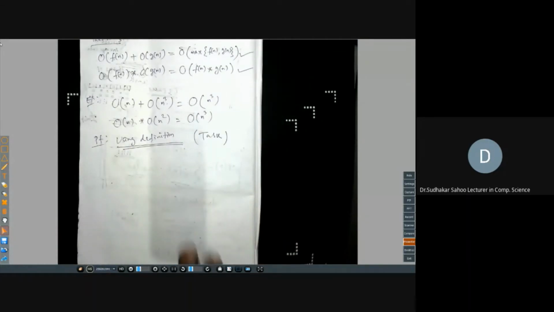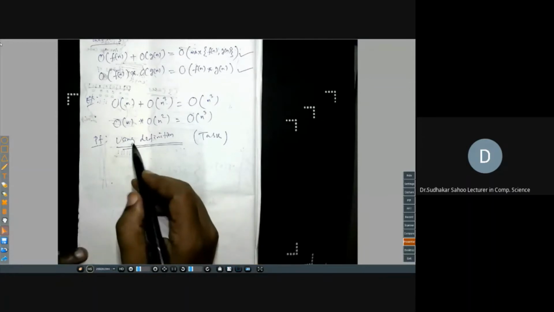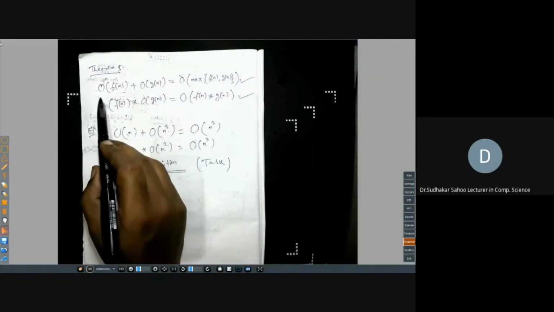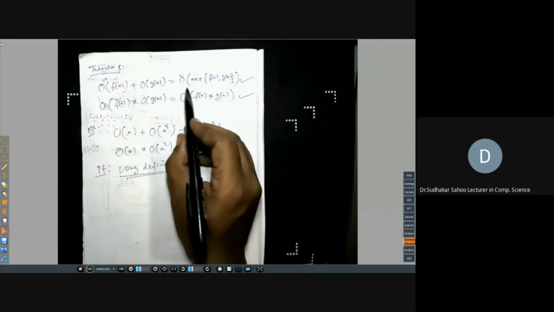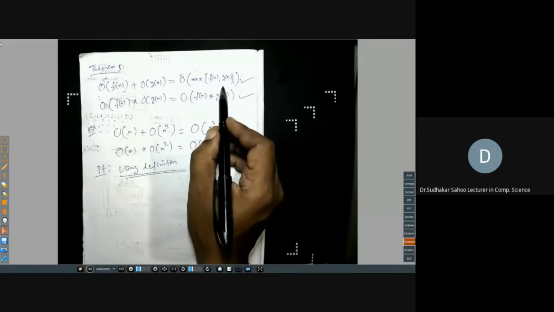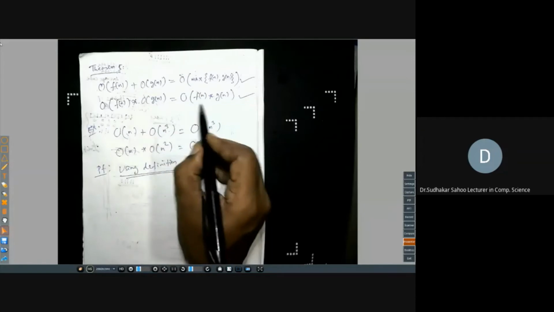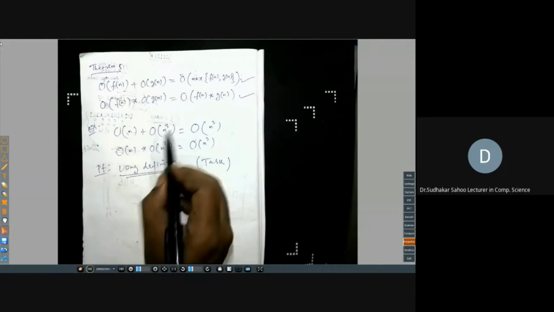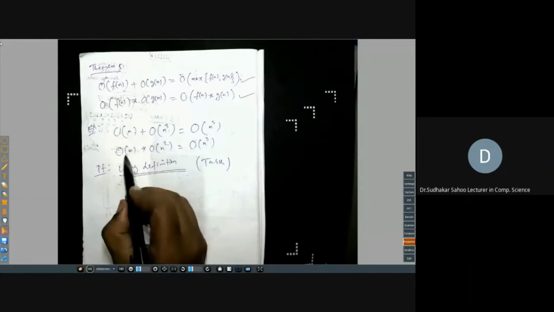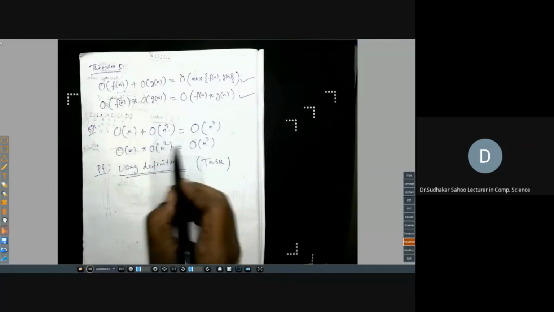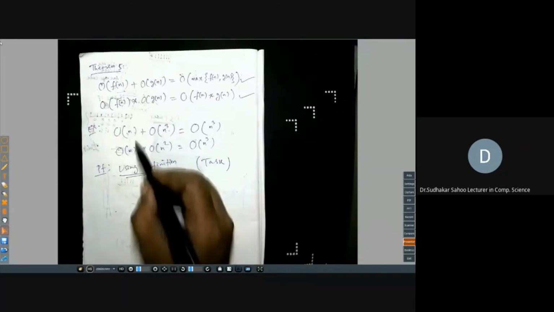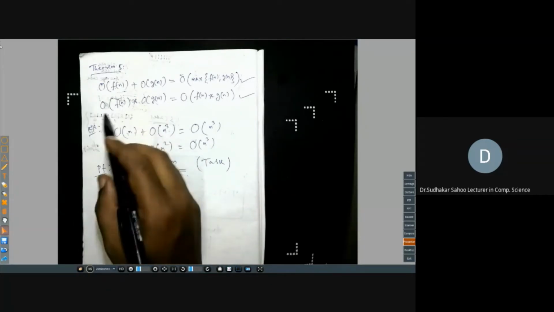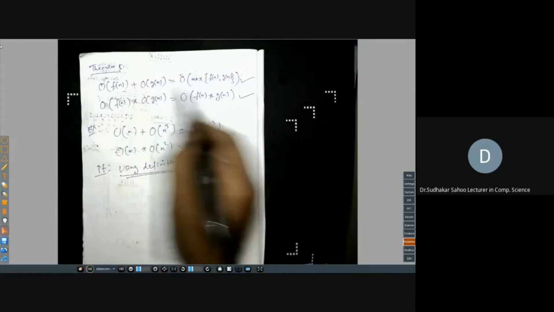And also one theorem we discussed last class: big O f(n) plus big O g(n) equals big O of the maximum of f(n), g(n). Big O f(n) into big O g(n) equals big O of f(n) into g(n). So for example, big O n plus big O n cube, you find which one is maximum and write that. For big O n into big O n square, you just multiply. If it is multiplication, you can multiply. You can prove it using the definition of these notations, finding the constants and n0, n1 accordingly.